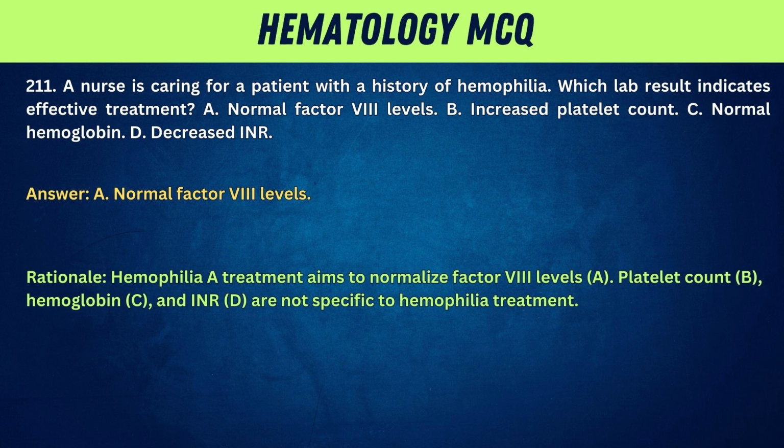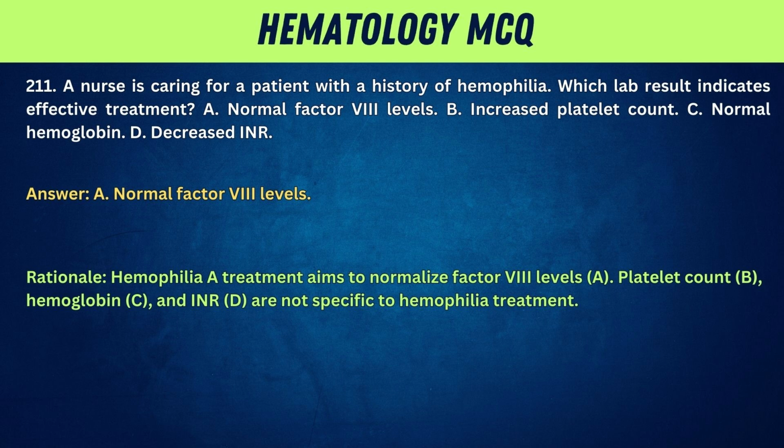211. A nurse is caring for a patient with a history of hemophilia. Which lab result indicates effective treatment? A. Normal factor VIII levels. B. Increased platelet count. C. Normal hemoglobin. D. Decreased INR.